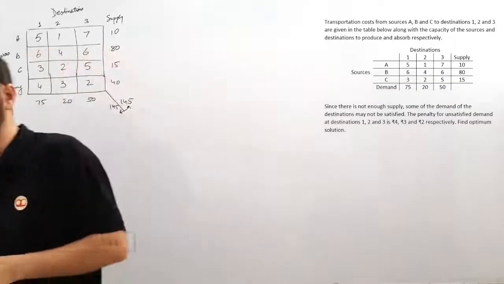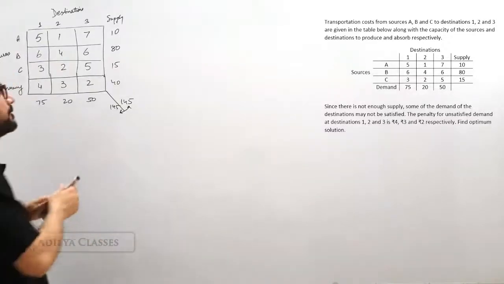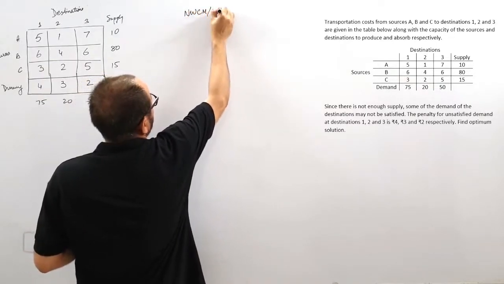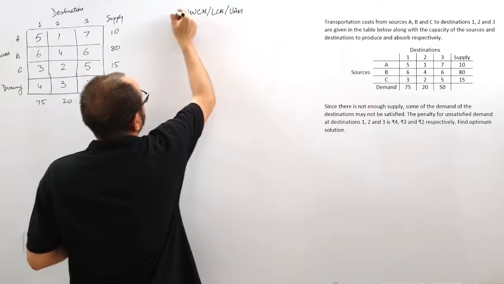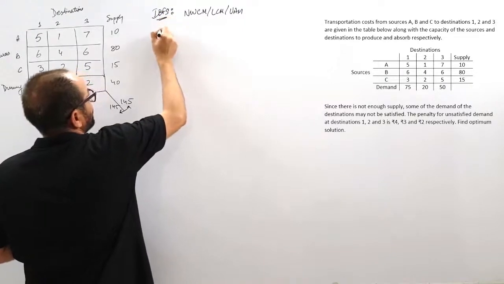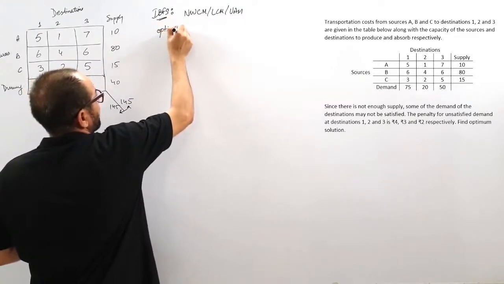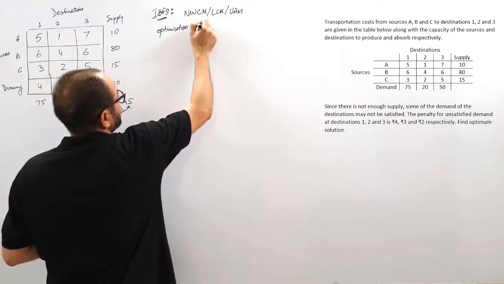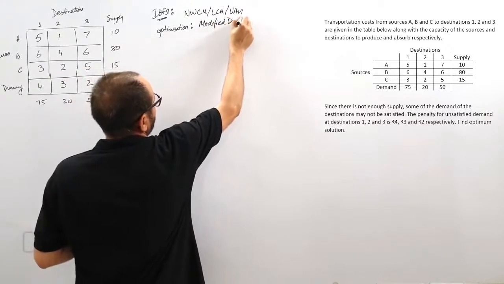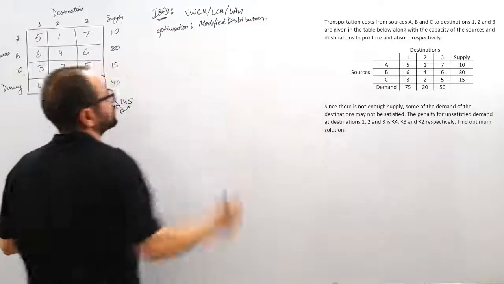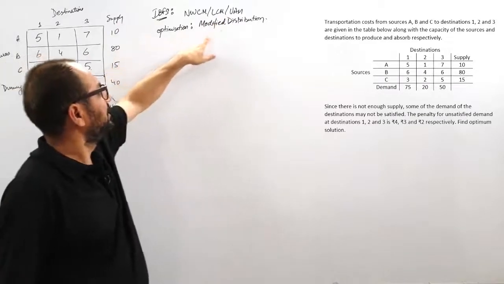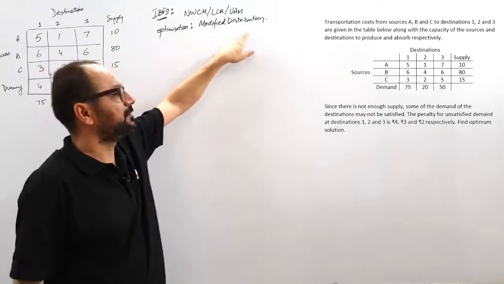Now the question suggests to find the optimal solution. So in order to find the optimal solution, the methods that we know are the northwest corner method, LCM and VAM. These are for IBFS. Then for optimization, the method that we generally use is modified distribution. So first we need to find out IBFS using either of these methods, then we'll be finding out the optimization of this problem using modified distribution.